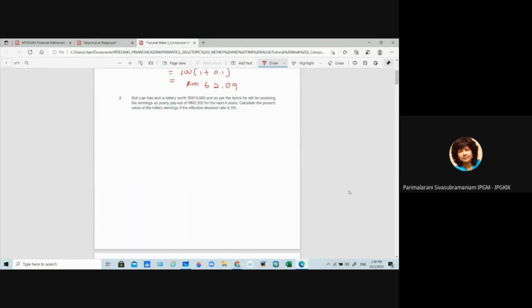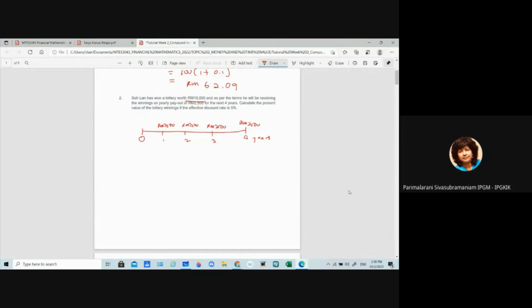Okay, question 2. Solan has won a lottery worth this much, okay? And as per the terms, he will be receiving the winnings as yearly payouts of 2,500 ringgit for the next 4 years, okay? Drawing our timeline, this is now 0, 1, 2, 3, 4. This is in years. He will get yearly payouts of 2,500. So here he will get 2,500 ringgit. Second year, another 2,500 ringgit. Third year, another 2,500 ringgit. And the fourth year, another 2,500 ringgit.